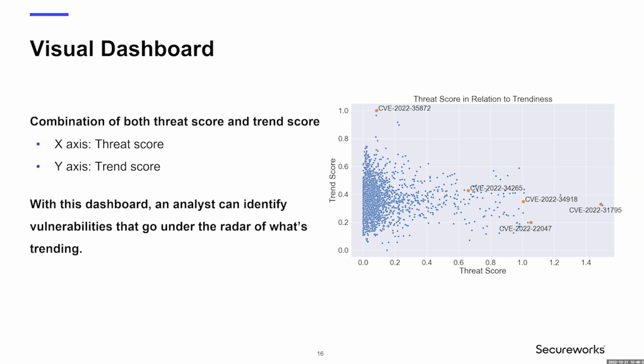But then if we look at the bottom right corner of the visual dashboard, we get the opposite. We get vulnerabilities that are likely to be the victim of threats or targeted by malware or exploits, but do not really match what's being discussed online. So these are particularly important for us. And we think these are the vulnerabilities that we might want to prioritize first, because they're at risk of going under the radar and being missed by security analysts.